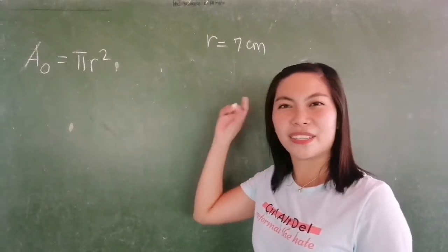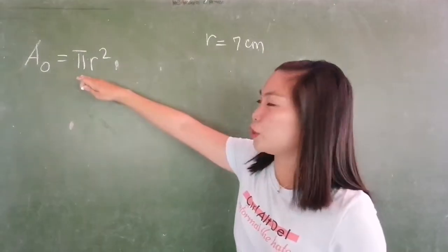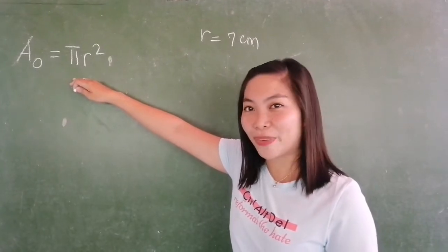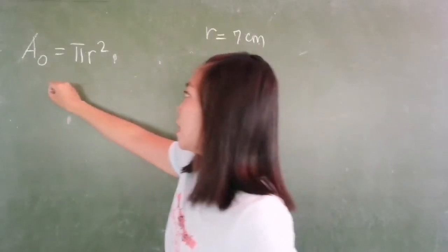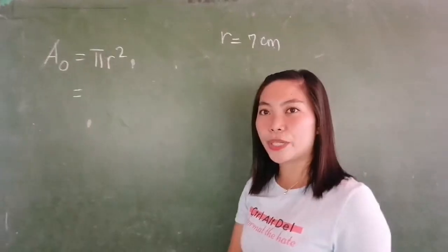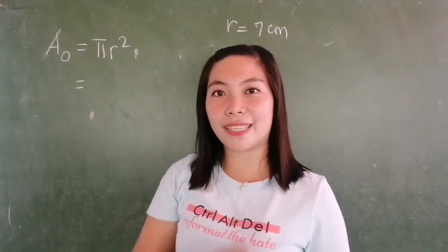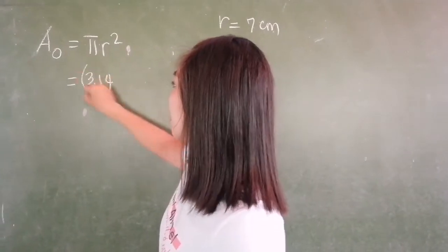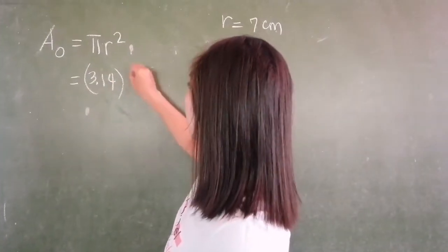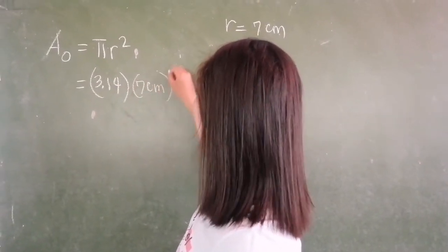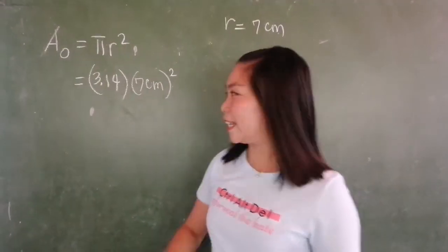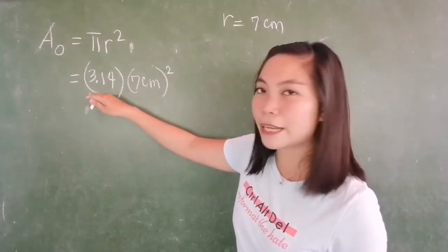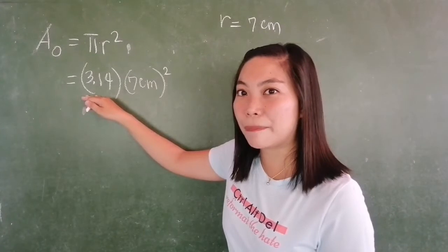Mahirap po ba? No, it's not. Don't you worry. Meron po tayong formula. Just stick to it. So, same po yung value ni pi. Hindi po yun nagbabago. That is constant. So, you have 3.14 multiplied by 7 centimeters squared. Okay. Tandaan po ha, constant po yung value ni pi.